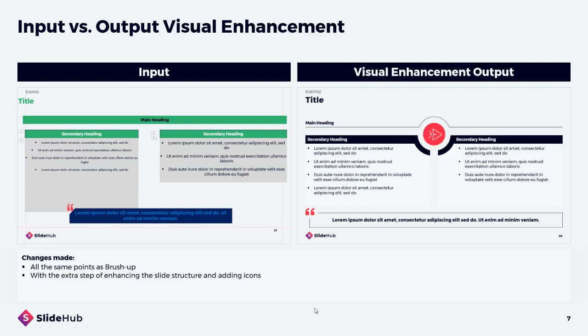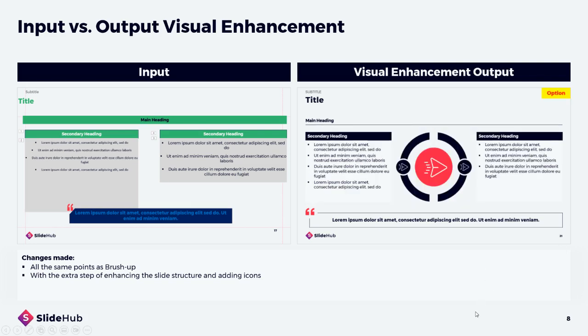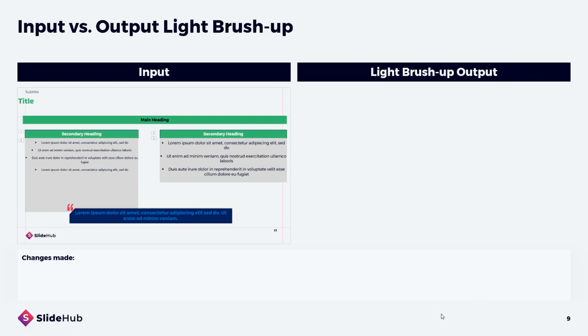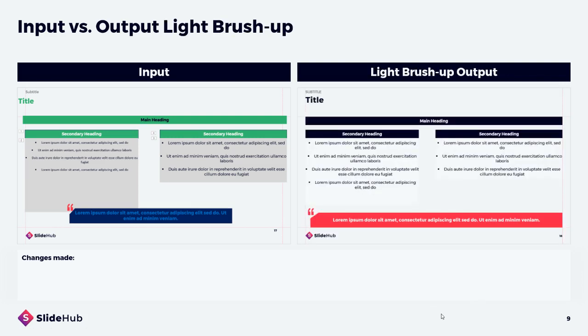Here we can see a visually enhanced slide of the same input slide we looked at before. You can see that visual enhancement applies the same principles as brush up, but has the added step of enhancing the slide structure and adding icons. So you can see here this structure was changed slightly, and we also added an icon here. And now we can see an option of the same slide where we just change the structure a little bit more. Here we can see the light brush up output example.